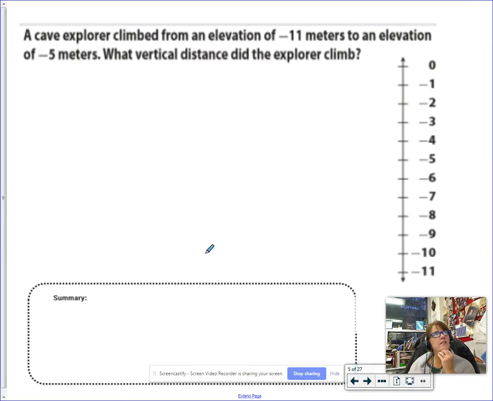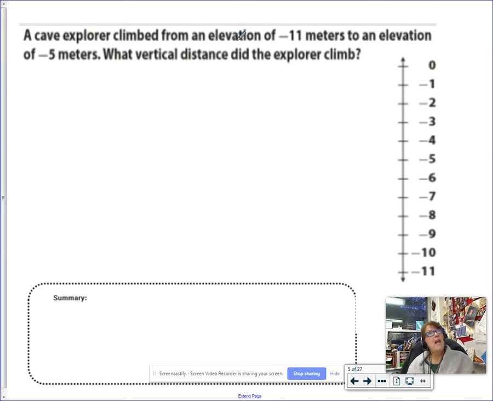We got one more here to go. Here they put an actual vertical number line because I think this makes sense when we're talking about elevation. So this one's about a cave. The cave explorer is going in. I don't know if you've ever been climbing in a cave and if it gets really narrow, you have to start crawling, and they call that, I think, spelunking. I get kind of claustrophobic, so not for me.